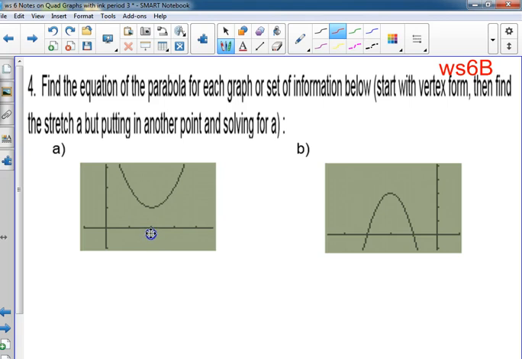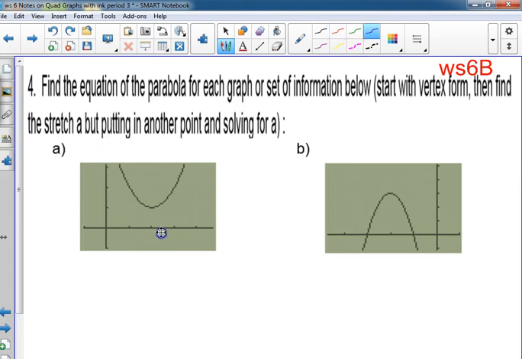What we're going to do is we're going to first start with vertex form and put in the vertex from the graph, and then we're going to put in another point on the graph. It can't be the vertex because we want to solve and find the stretch, so it needs to be a point that has stretched, okay? If we put the vertex back in, there would be no stretch at the vertex.